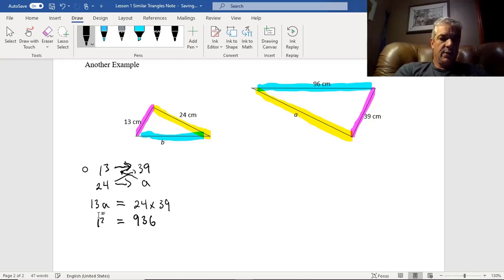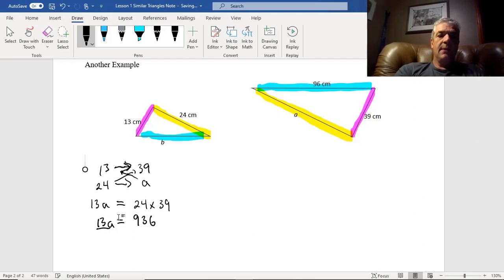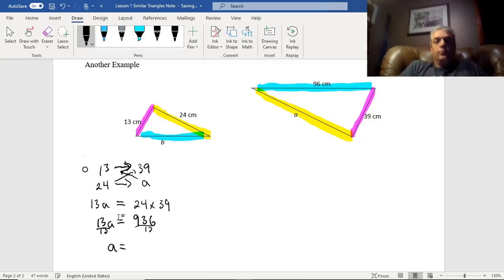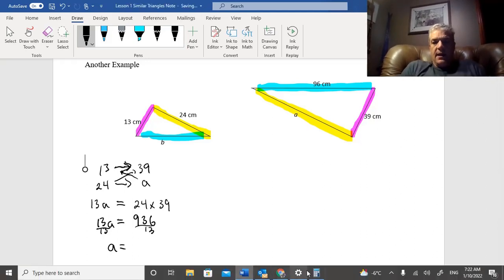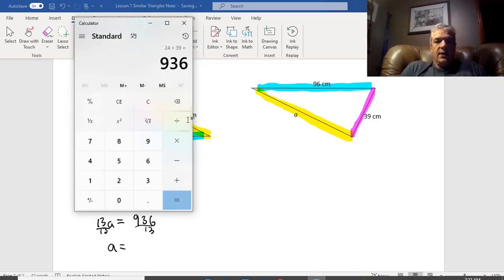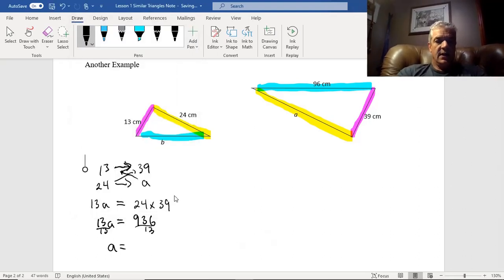936. So 13a equals 936. And in order to find a, I'm going to divide both sides by 13. So a will equal, and what is that? I can write a 13 a little better there. And I'll grab my calculator again, and it's 936, and now it's already in there, so I just have to say divided by 13, and this comes out pretty handy to be 72.